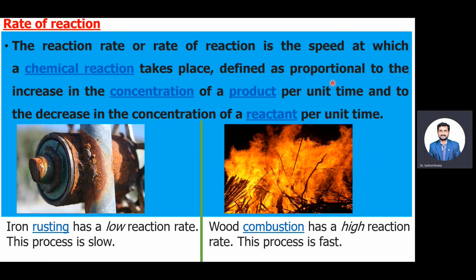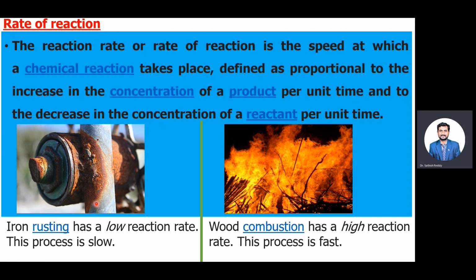It is defined as proportional to the increase in the concentration of product per unit time, and to the decrease in the concentration of reactant per unit time.